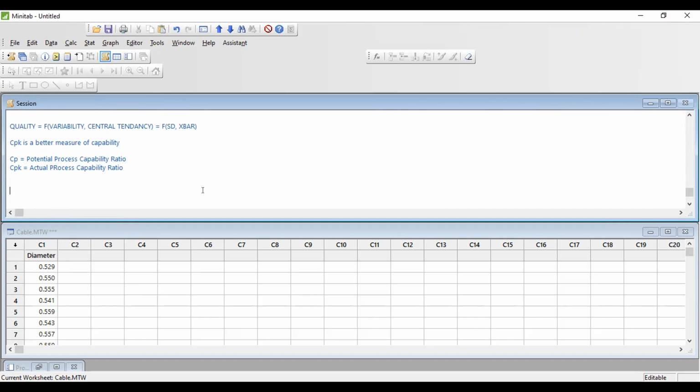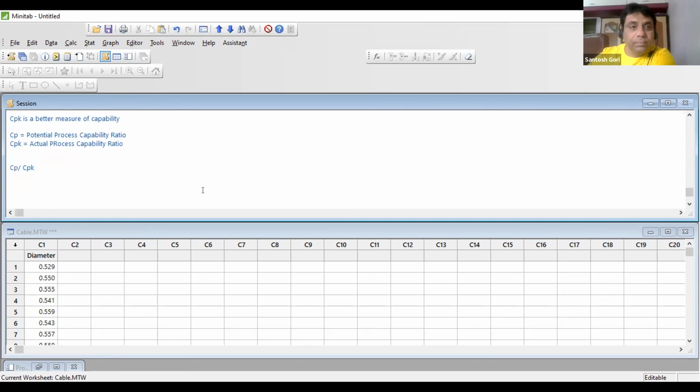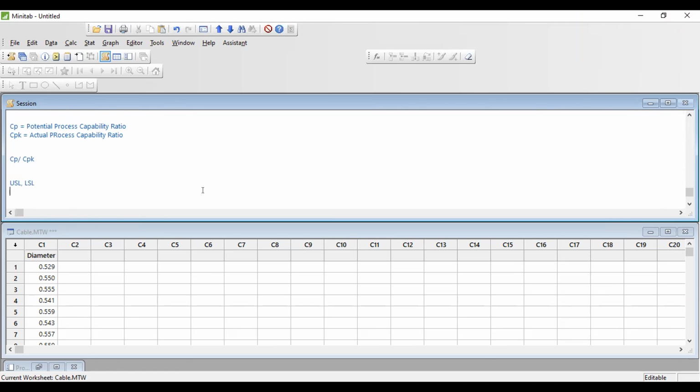Yeah, got it, sir. In order to calculate Cp or Cpk or both, you need upper spec and lower spec. You can't calculate Cp, Cpk without upper spec and lower spec. Am I correct? Yes. Also, you need information from the process. What kind of information? Standard deviation and X bar. If these are available, you can calculate Cp, Cpk.